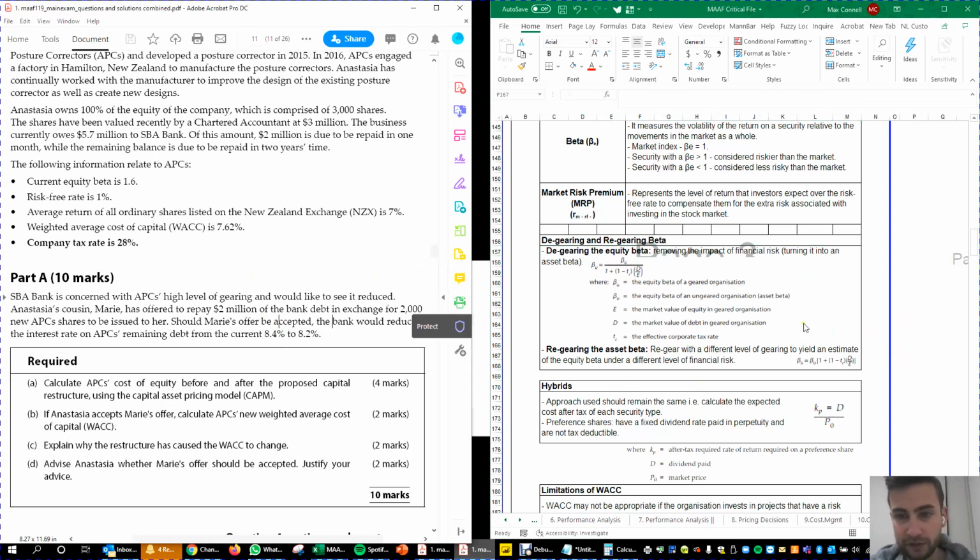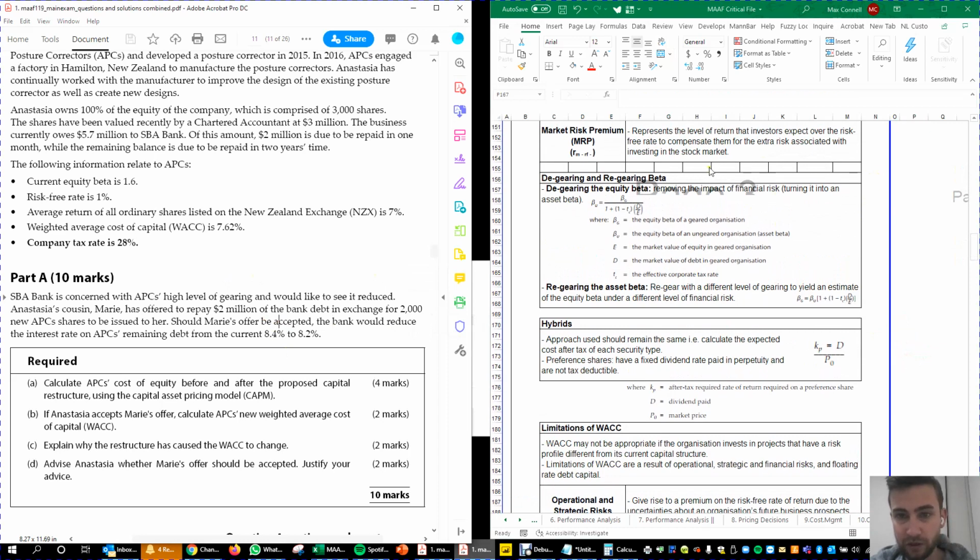So basically what we do in that situation is scroll down a little bit into your notes until you get to de-gearing and re-gearing the beta. So basically what we have to do is first of all figure out what the beta is for the company if we were to remove the impact of all of the debt. Once we do that, we can then re-gear it at the new expected level of debt. So we're going to use these two steps here, de-gearing the equity beta and re-gearing the asset beta. So those are the two formulas that we're going to have to follow.